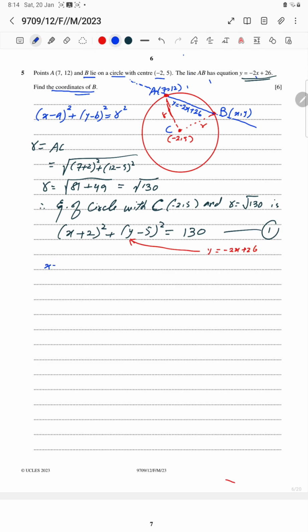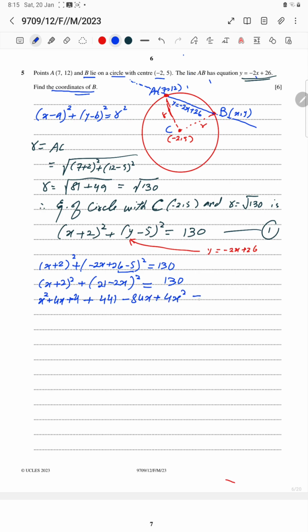We will get (x + 2)² + (−2x + 26 − 5)² = 130. Further simplification will give us (x + 2)² + (21 − 2x)². I just write the order. Now we need to expand it by applying the identities. It becomes x² + 4x + 4, or you can multiply this 2 times as explained, plus 441 − 84x + 4x² = 130.